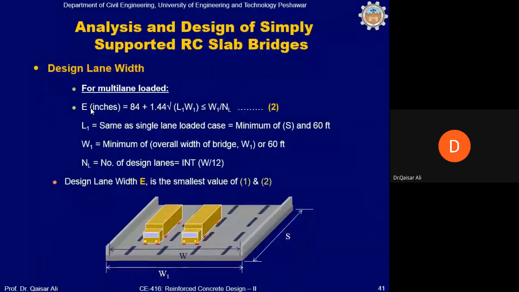For a multi-lane loaded case, E is taken as 84 plus 1.44 into the square root of L1 W1, and this whole must be less than or equal to W divided by NL. L1 is the same as single lane loaded, the minimum of S and 60 feet, but W1 is now modified for multi-lane loaded, which is different. It is the minimum of the overall width of the bridge or 60 feet. So if the width of the bridge is 40 feet or 60, the minimum will be 40, unlike the previous case where it was 30 feet. And NL is the number of design lanes.